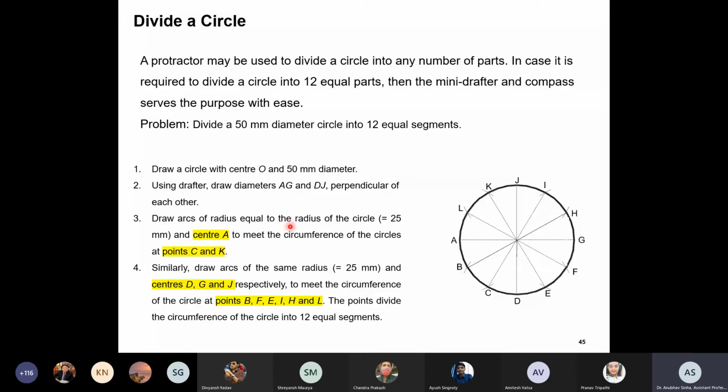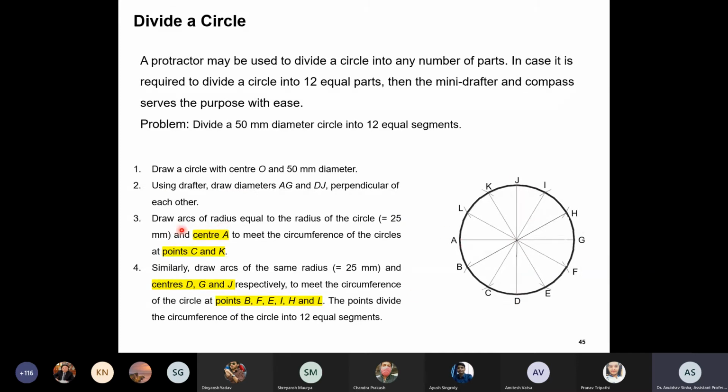Now another method is that I want to divide this circle, with a given diameter, into 12 equal segments. First you draw the circle with a given diameter. Now draw diameters AG and DJ, and you have to make them perpendicular. If you don't have a drafter, use a set square. A set square will be able to give you perpendicular lines.